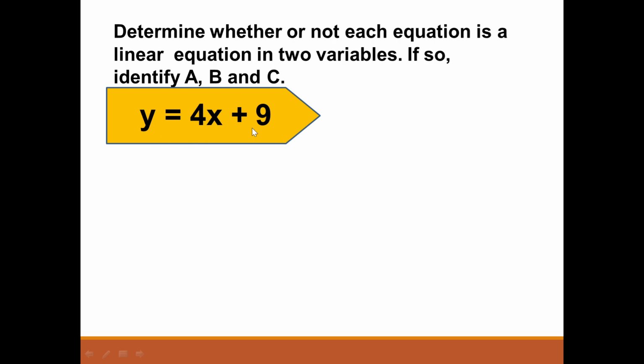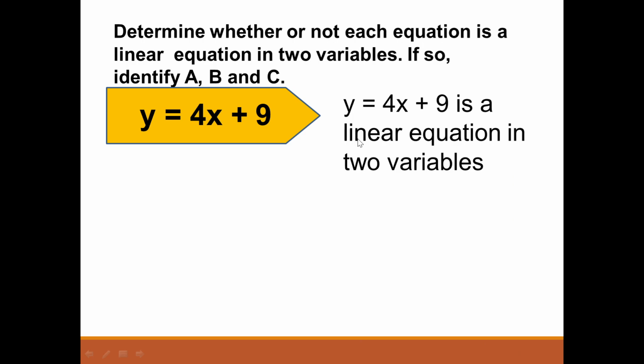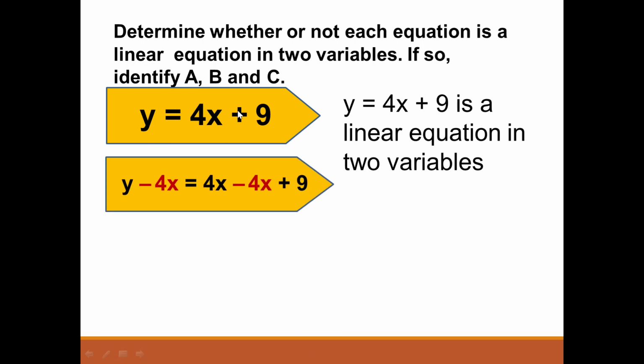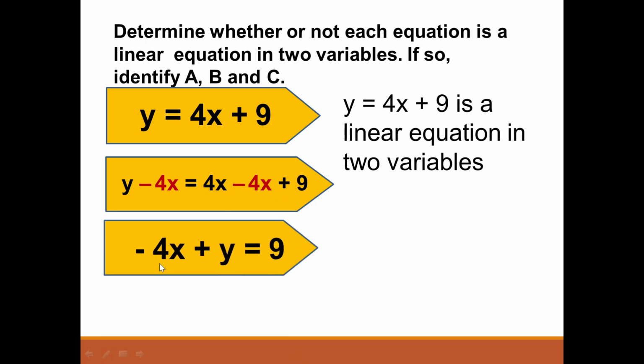Another, y is equal to 4x plus 9. As you can see, this is a linear equation in two variables. If we are going to write this one in standard form, subtract 4x from both sides. As you can see, we have y minus 4x equals 4x minus 4x plus 9. Cancel out itong dalawa, so we have the remaining equation, negative 4x plus y equals 9.